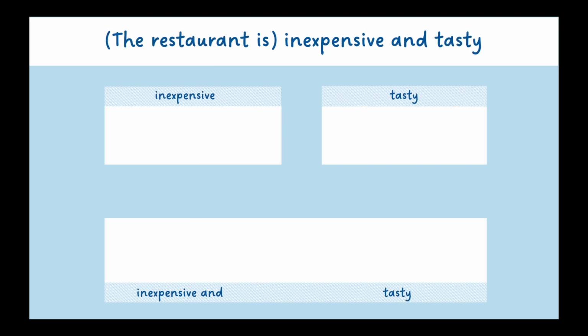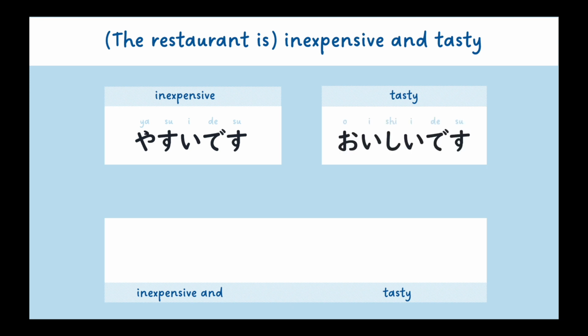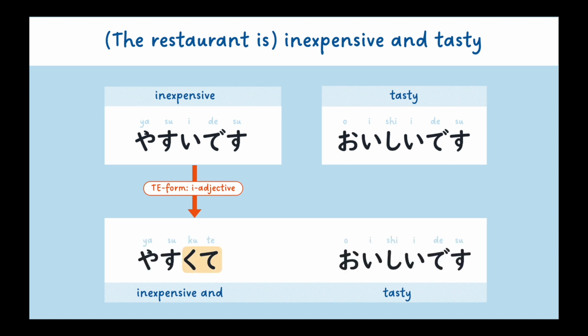Next, let's say you want to describe a restaurant as inexpensive and tasty. Its inexpensive is 安いです. Its tasty is おいしいです. Again, we use the te form for the first adjective and leave the last adjective as is. So, it's inexpensive and tasty is 安くておいしいです.